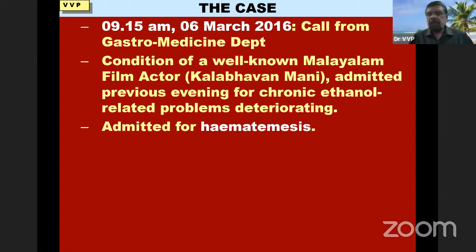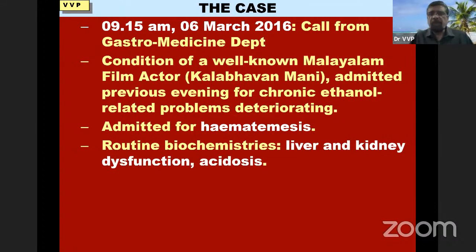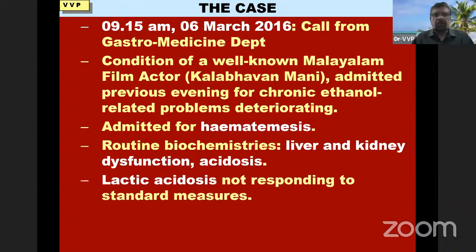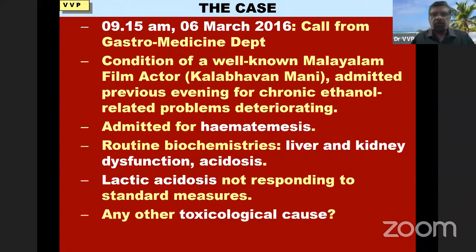And he had been actually admitted for hematemesis, vomiting of blood. Routine biochemistries revealed liver and kidney dysfunction and severe acidosis, which was a real problem because it was not responding to treatment, lactic acidosis. And that is the reason why I got a call, because the clinicians wanted to know whether they should be testing the body fluids for some toxicological causes. And I said, of course, number one, he is known for consuming alcohol chronically, so definitely one should look at the ethanol in his body fluids.